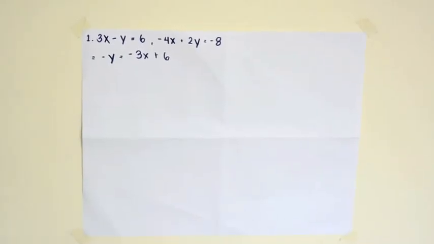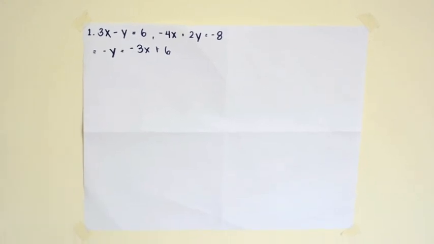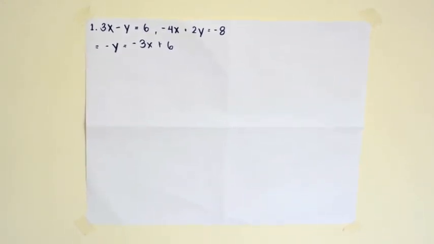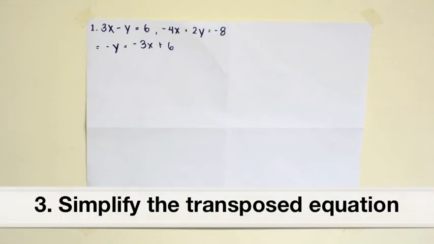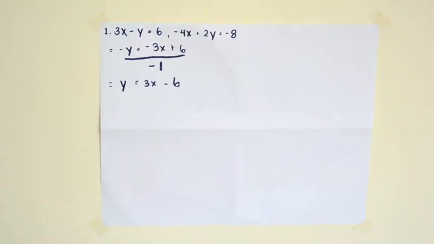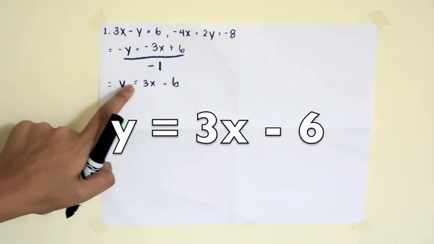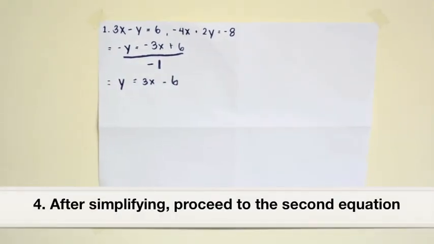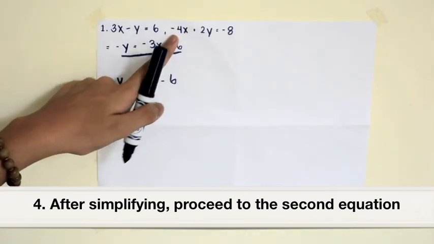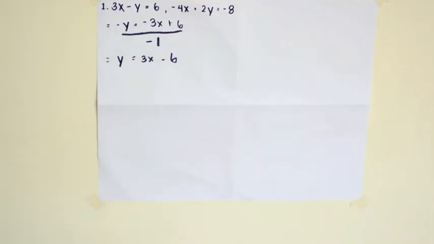Since the variable is a negative, that means that the coefficient of y is equivalent to negative 1. Since the coefficient is negative 1, we need to divide all numbers by negative 1. It will now result to y equals 3x minus 6. We can now proceed to the second equation, which is negative 4x plus 2y equals negative 8.